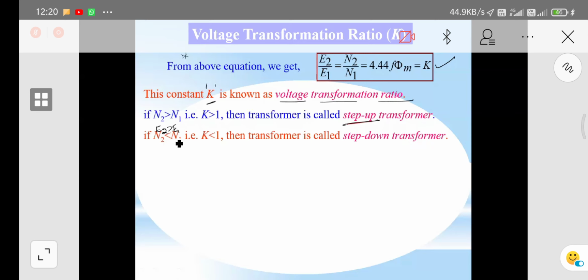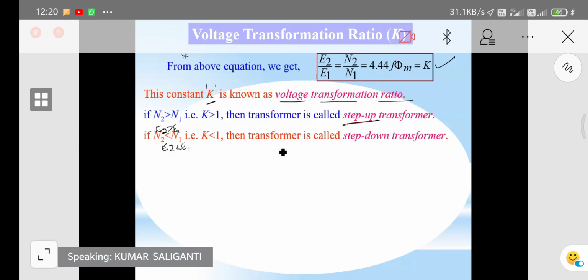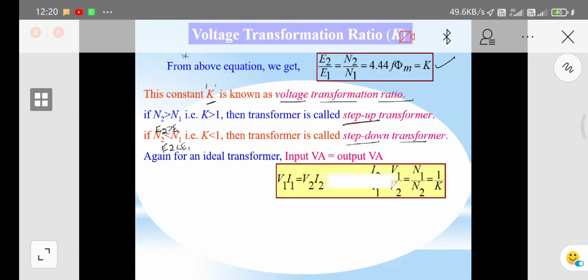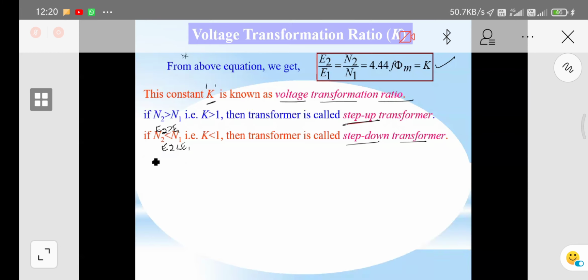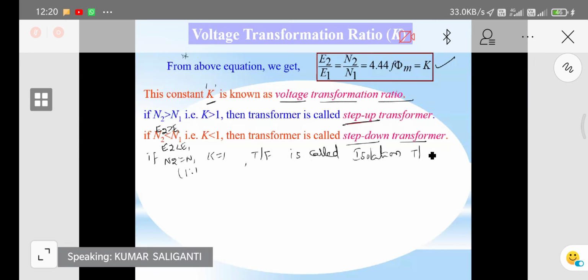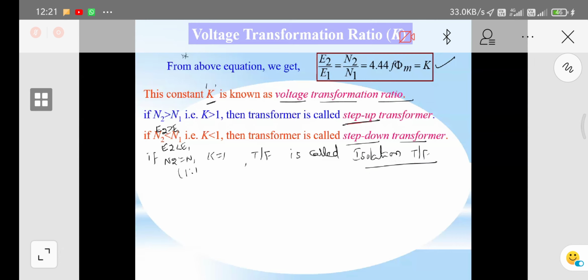If N2 is less than N1, then K is less than 1, that is N2 less than N1 means E2 less than E1, then the transformer is called a step-down transformer. If N2 equal to N1, generally it is 1:1, so K equal to 1, then the transformer is called an isolation transformer. That point you have to remember.